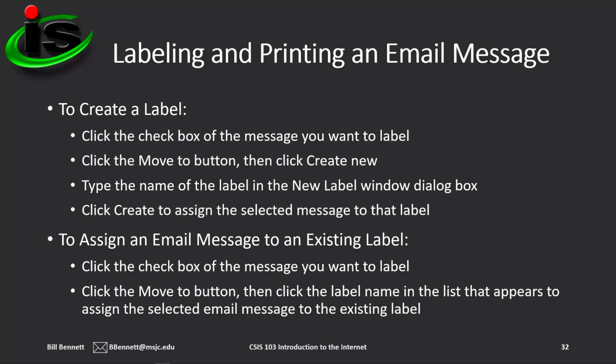To assign an email message to an existing label, click the checkbox of the message that you want to label, click the Move To button, then click the label name in the list that appears to assign the selected email message to the existing label.